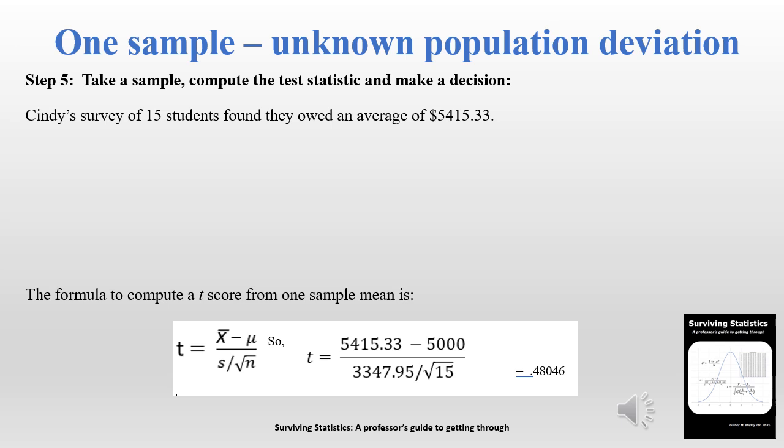So she computes a t-score using the t-score with one sample, and she ends up then with a t-score of 0.48046. Well, what does that mean as far as rejecting or not rejecting the null? Let's look on the next slide.